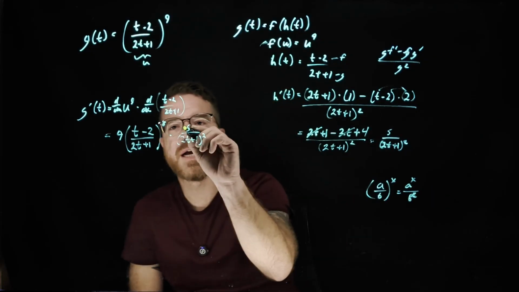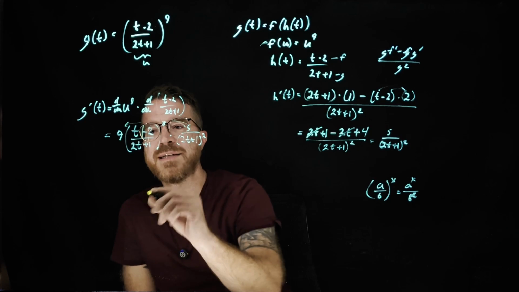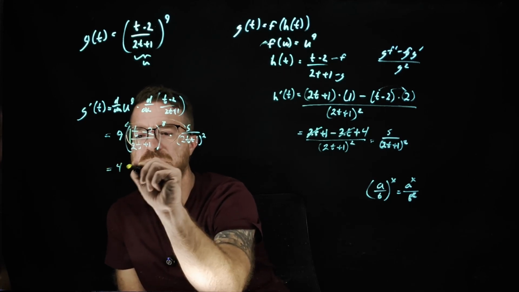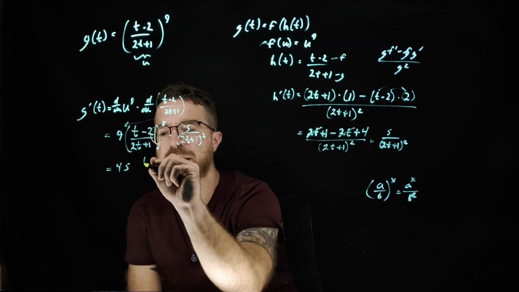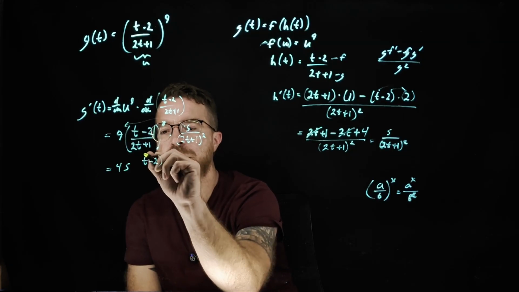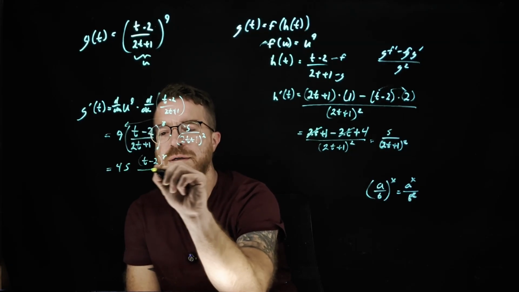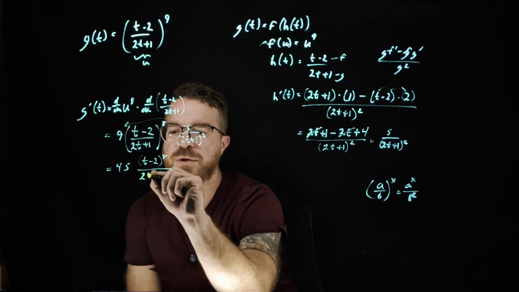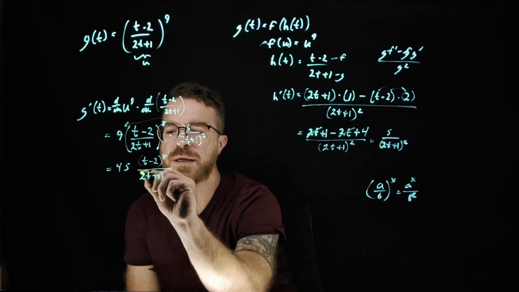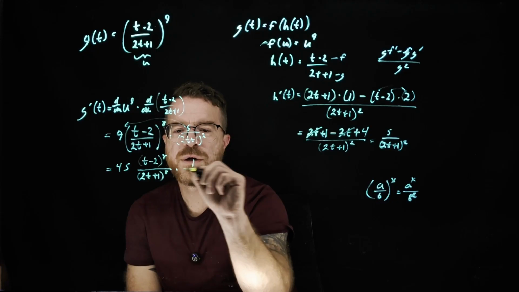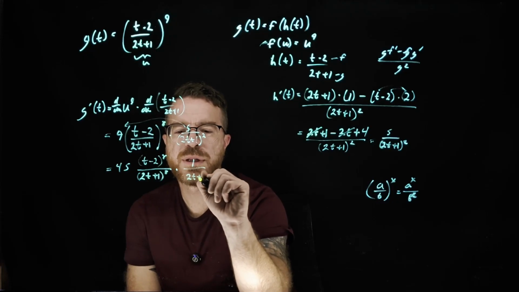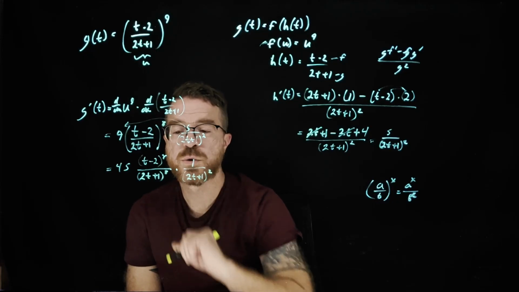So I'm going to bring this 5 over to the front. So we're going to get 9 times 5 is going to be 45. And then I'm going to bring this 8th power. So this is going to be (t minus 2) to the 8th power divided by (2t plus 1) to the 8th power times 1 over (2t plus 1) squared.